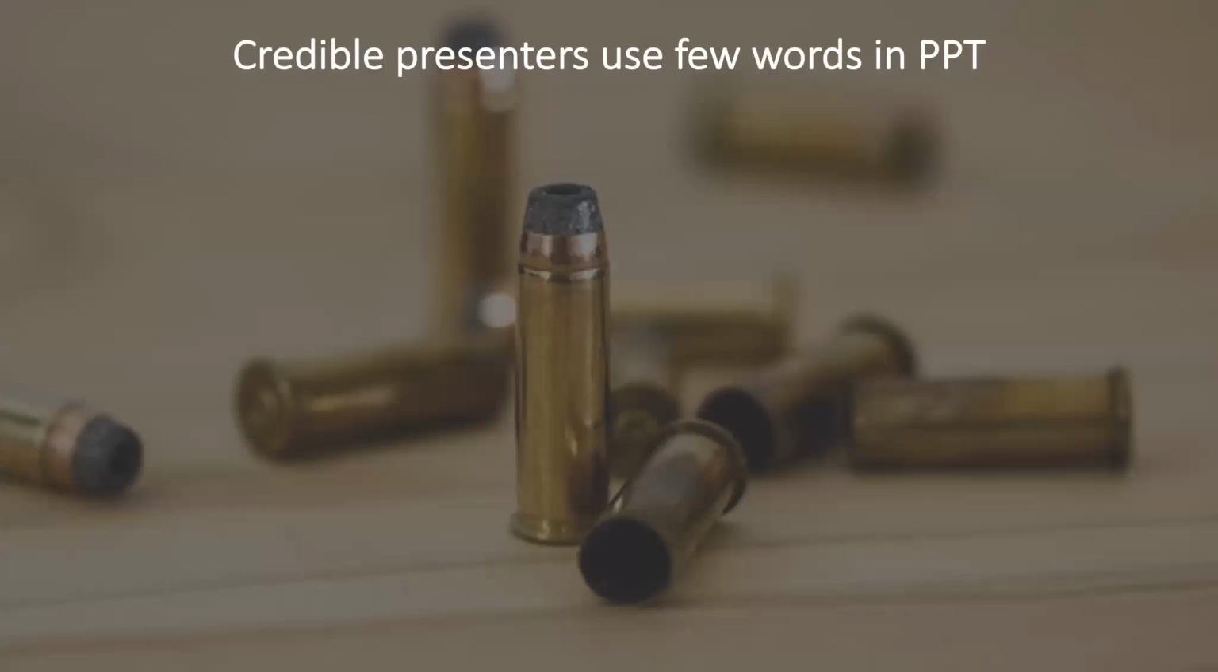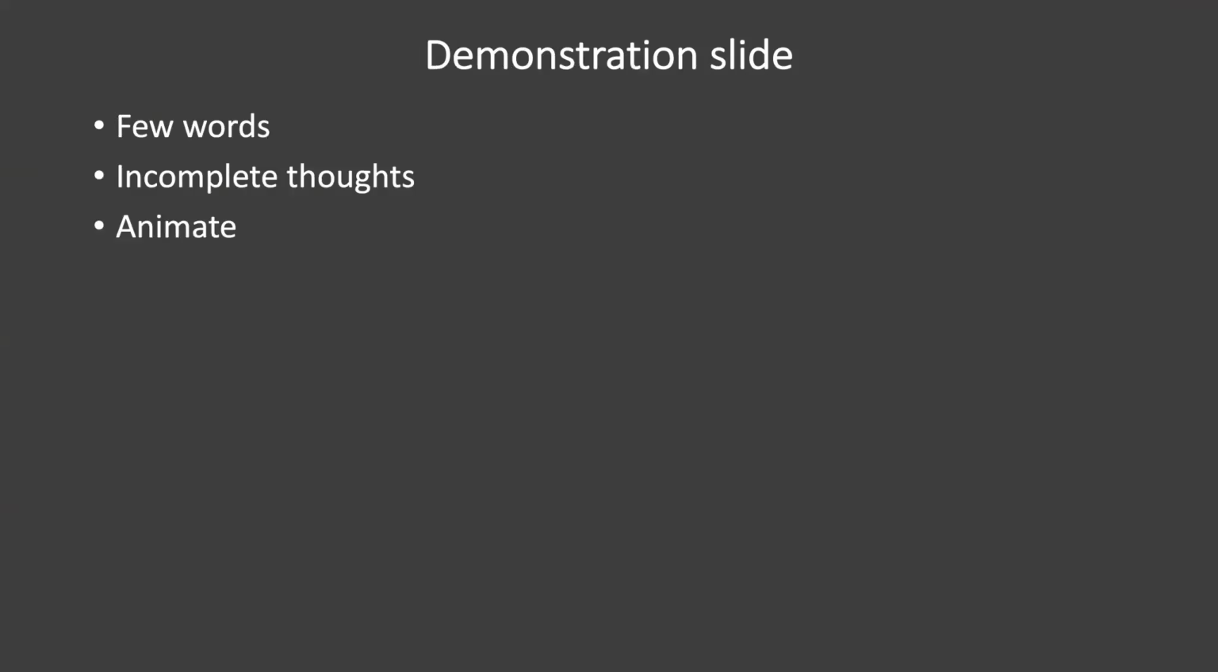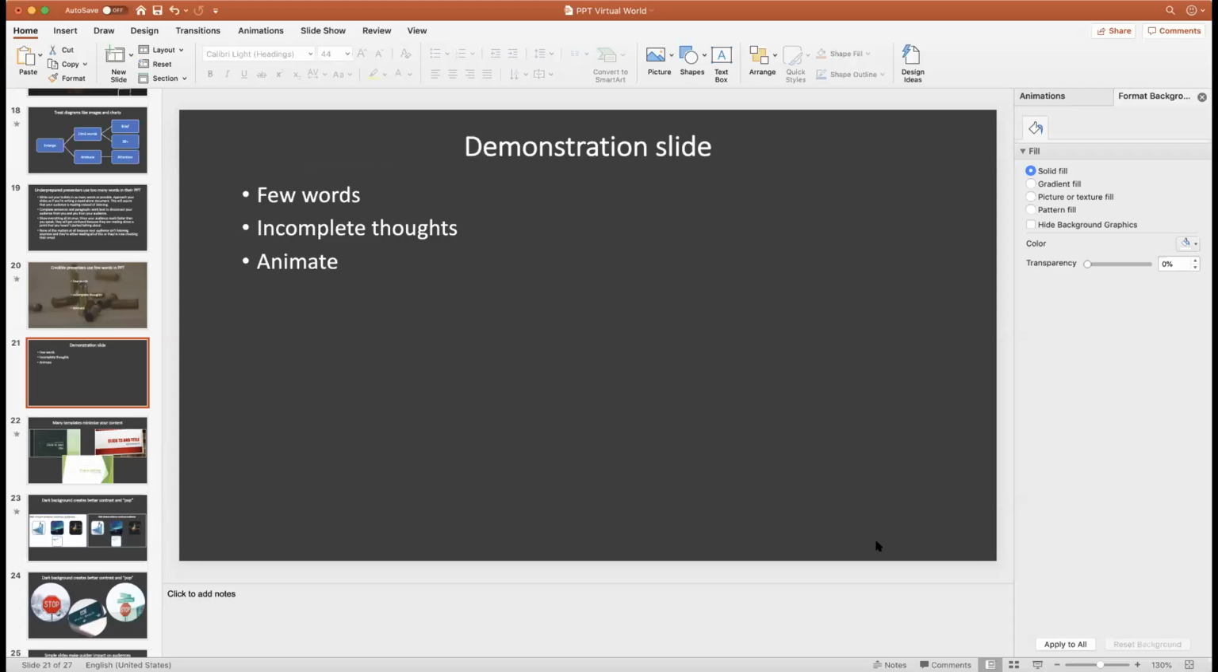Credible presenters, the pros, use very few words in their PowerPoint. So use as few as possible. They should be incomplete thoughts, even cryptic. Just a couple words so that they can remember it. Animate one bullet at a time so that, again, they don't get ahead of you. How do we do this? Just a quick demo on this as well.